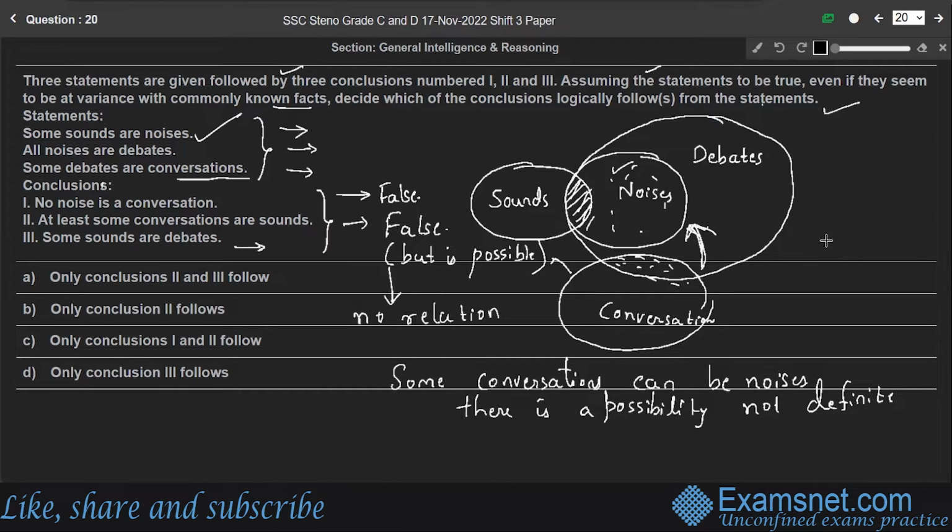Third one, some sounds are debates. Some sounds are debates, which is true. Directly, you can take it as true conclusion. Because all noises are debates. Every portion of noise is a debate, right? And some sounds are noises, according to the first statement, right? Therefore, you can say some sounds are debates, right? Third conclusion is true. Therefore, only conclusion 3 follows. Option D is the right answer, right? Only 3. But first and second conclusions can be possible, right? But not definite. Therefore, option D is the right answer.